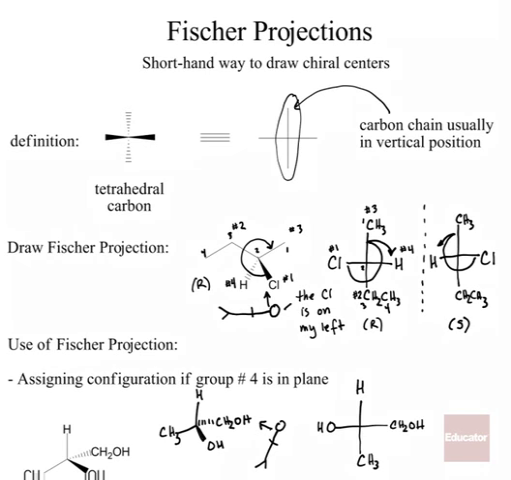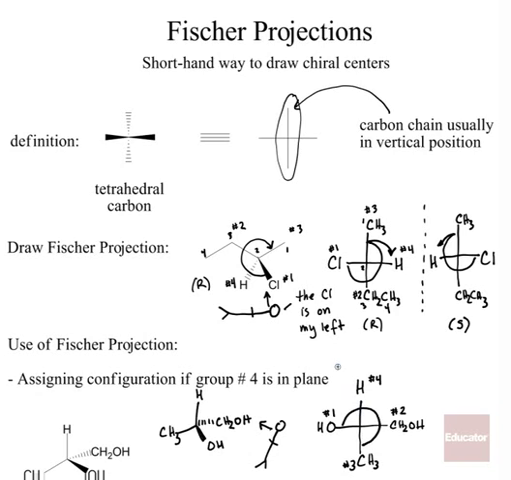And now what's nice about a Fisher projection is by definition every group is either a dash or a wedge. So it's always a simple exercise to assign the configuration. So now all we do is we assign our priorities. Oxygen's number 1, hydrogen's number 4. And for these two carbons, since this one has an oxygen attached, he's a higher priority than the methyl. So we rank our groups 1, 2, 3, 4. We move from 1 to 2 to 3. And then we check our lowest priority group. Where is it? It's in the up position.